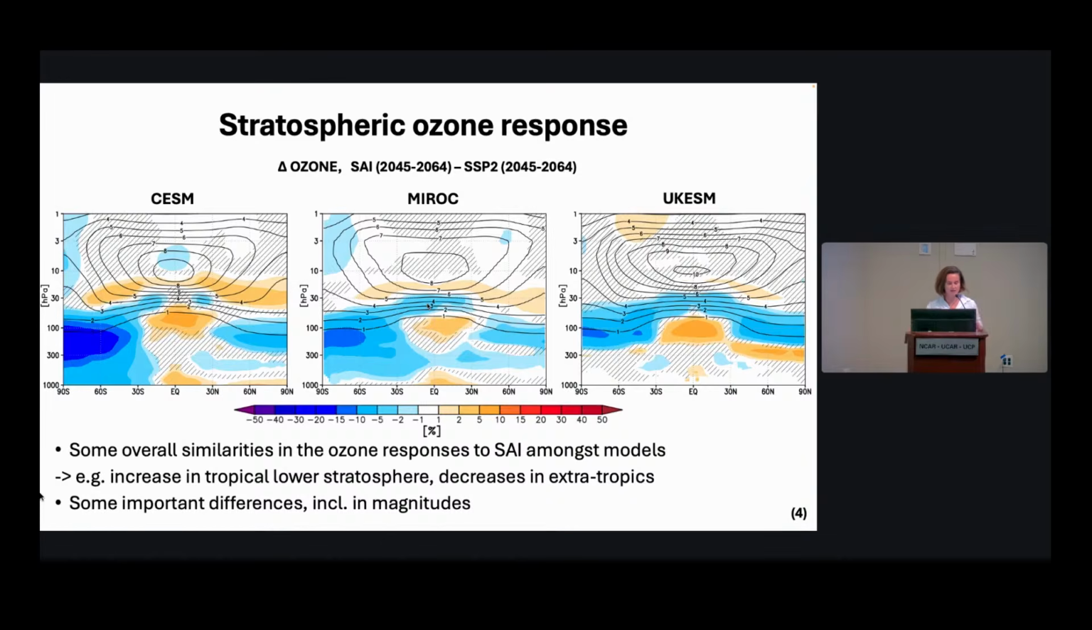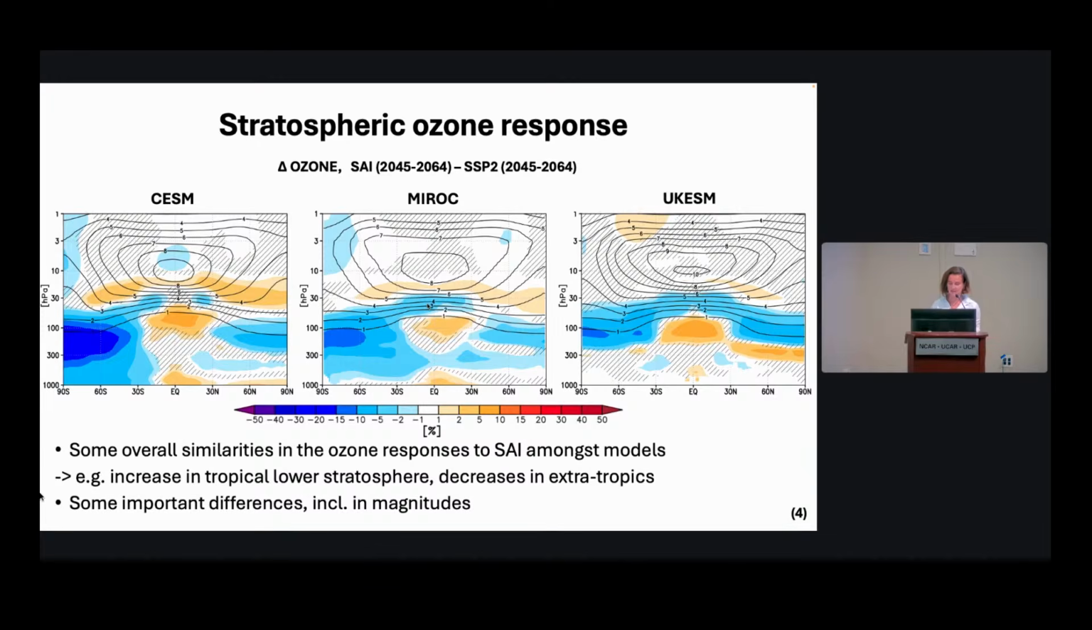So we see some, just eyeballing the plots, some overall similarities, which is good. We see, for instance, in the tropics, all 3 models show increases in ozone in the tropical low stratosphere. And these are dynamically driven. These are driven because sulfate aerosols hit the tropical low stratosphere, and this in turn decelerates tropical upwelling.